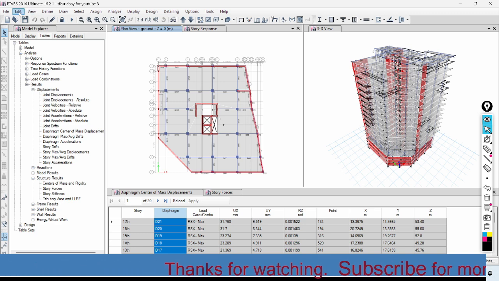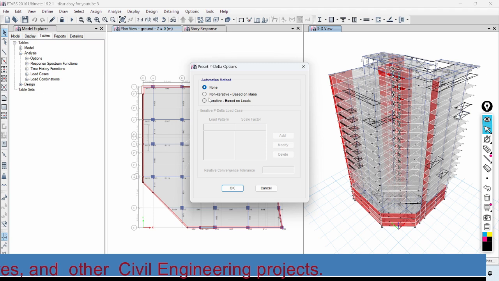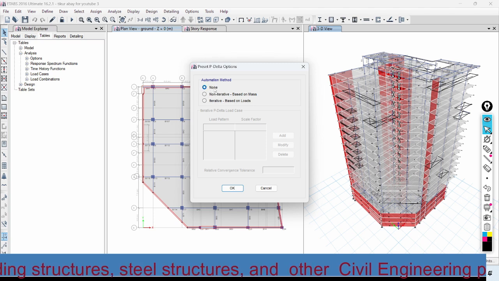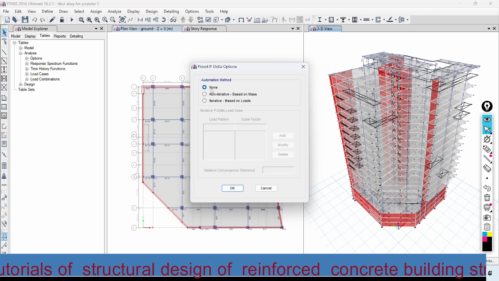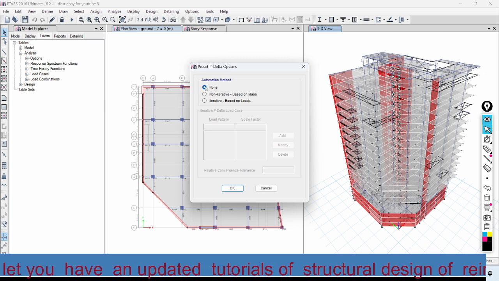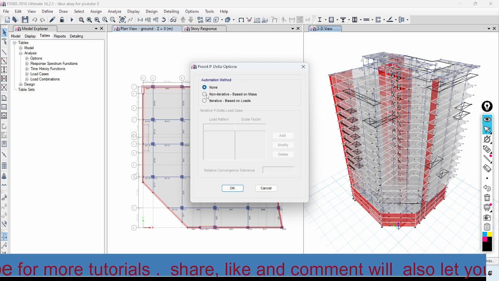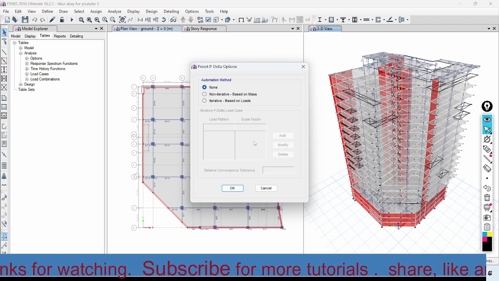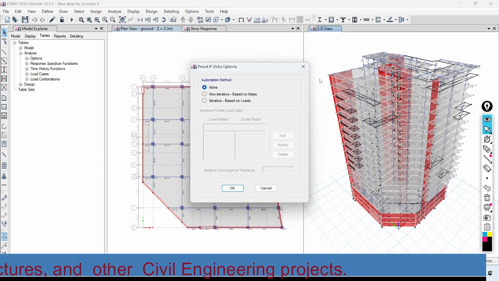So come back to ETABS. Unlock the model. Go to the Define menu, go to this P delta option. Previously I calculated the effect of P delta by excluding the P delta option, that means by considering none. So I need to consider the P delta effect because in positive x and negative x direction at 16th story, my structure needs consideration of the effect of P delta.